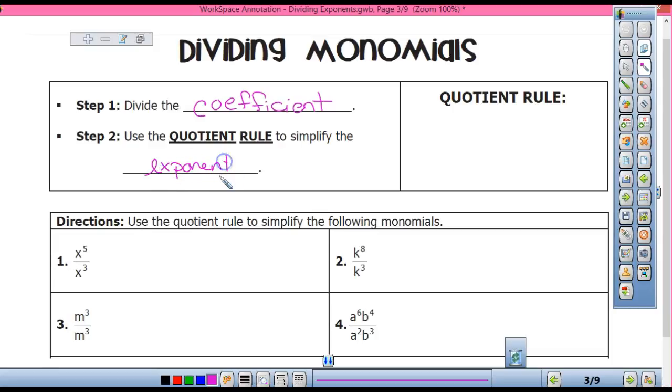When we multiplied these, and I had a to the m times a to the n, what did I do with my exponents? I added them. So when I was multiplying, I added the exponents. What do you suppose we're going to do if I'm going to divide these? Yeah, we're going to subtract them. So if I have a to the m over a to the n, I am now going to subtract my exponents.